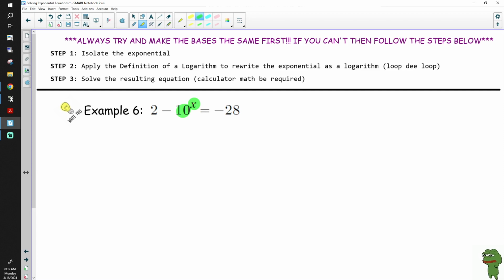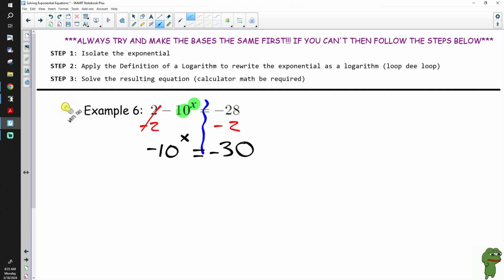Okay? So I'm going to draw my waterfall. My goal is getting what I've highlighted green, the exponential, all alone on the left side. What things have to move? We got to move the 2. And how do I move a positive 2 to the other side? I agree. Subtract this 2. We have negative 10 to the power of x equals negative 30.